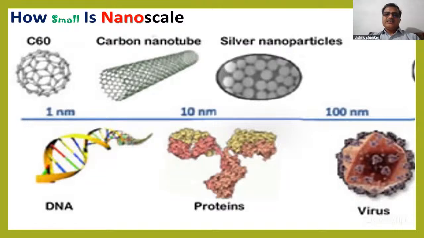Further, there are nature-made materials, the naturally available ones, and scientist-synthesized materials. In that context, DNA, proteins, and viruses are nature-made, so they are natural materials. The man-made ones are basically C60, carbon nanotubes, silver nanoparticles, and so on. They have some applications, and over a period a lot of applications have been developed.